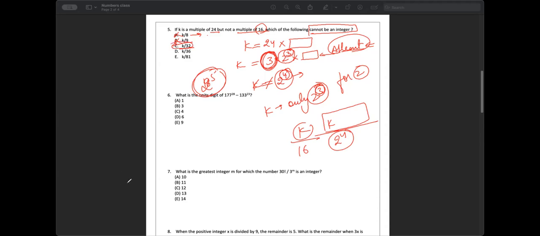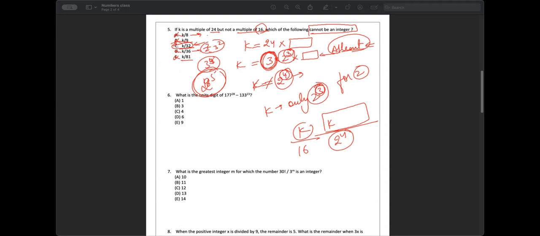K by 36. If we see other numbers, 36 has 2 square and 3 square. It can have 3 square. It definitely has 2 square. So it can be a multiple. K by 81. 81 is 3 raised to power 4. It can be. There's no restriction as to how many 3s it can have. But K by 32 definitely will not be an integer.